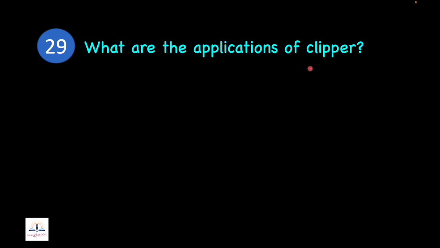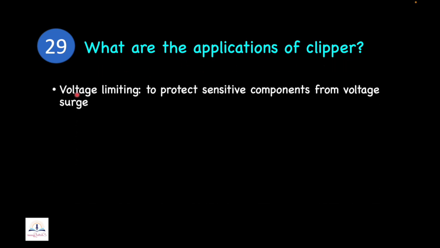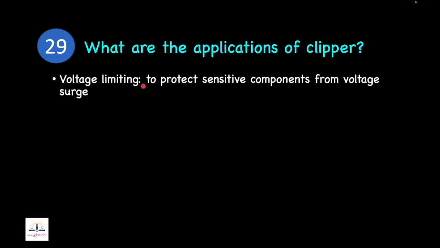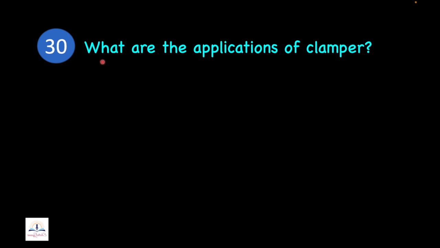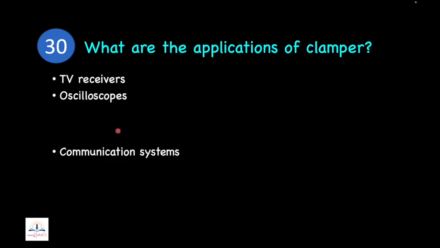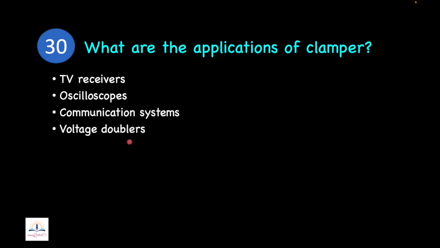Next, what are the applications of clipper? Clippers are used in voltage limiting circuits to protect sensitive components from voltage surge, and also in waveform shaping, noise reduction, signal conditioning, audio processing. Next is, what are the applications of clamper? It is used in TV receivers, oscilloscopes, communication systems, voltage doublers, radar and sonar systems.